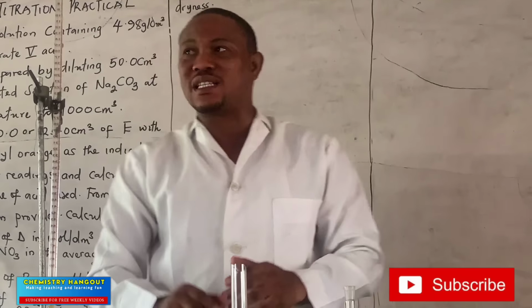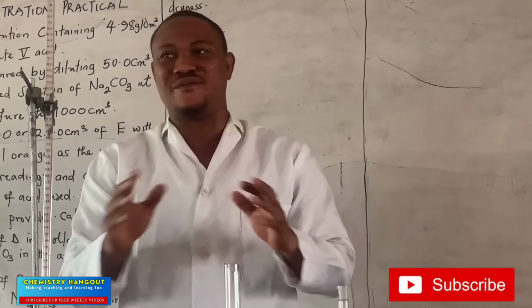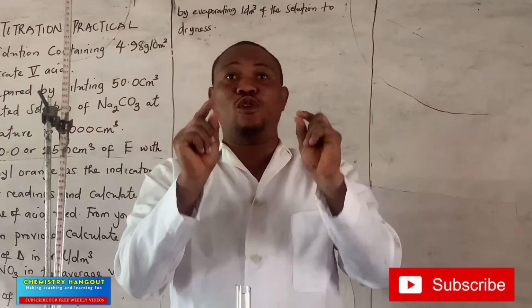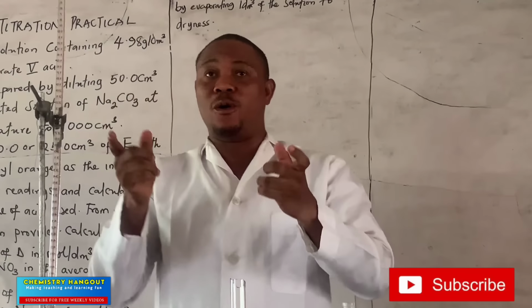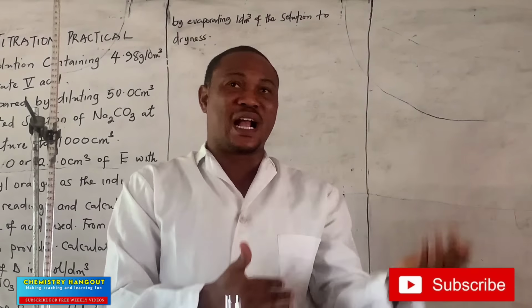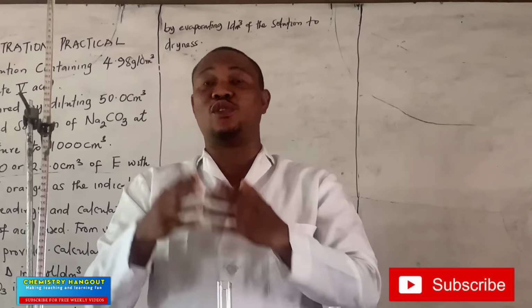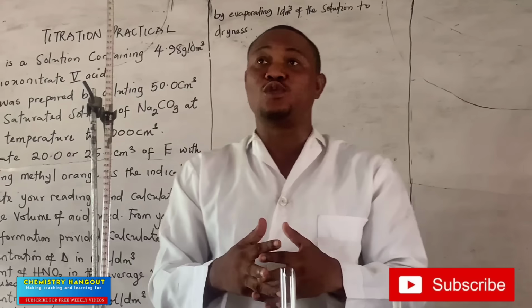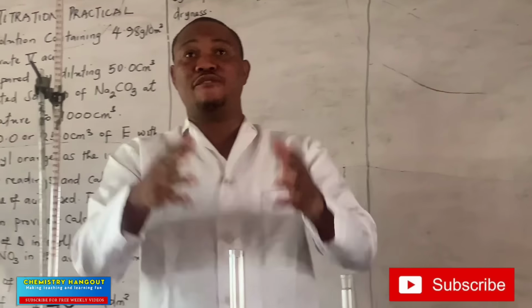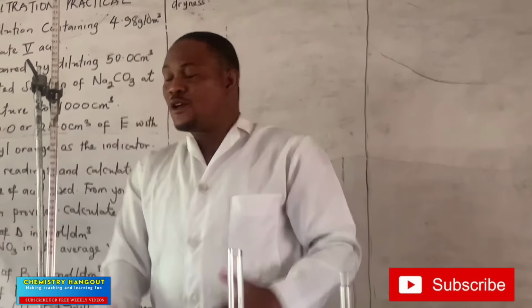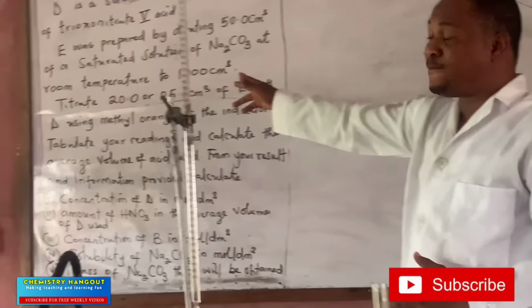I'm going to do the practical. I don't want to waste much of our time. It's a very simple practical. I will just do the titration once for us to get the volume of the acid used for this very particular titration. It will guide science and chemistry educators in our various centers. So let's get started. This is the predicted question.